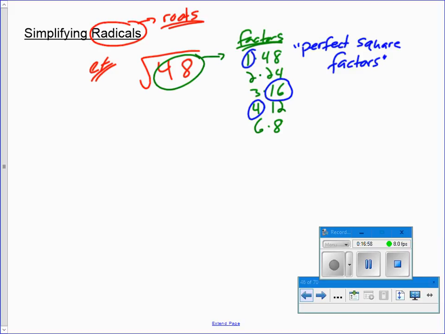So what I want to do with these perfect square factors is take the largest perfect square factor, and use this to rewrite the square root, make it simpler using smaller numbers. So instead of square root 48, I'll write it as square root of 16 times 3. Right, so 16 times 3 is 48.